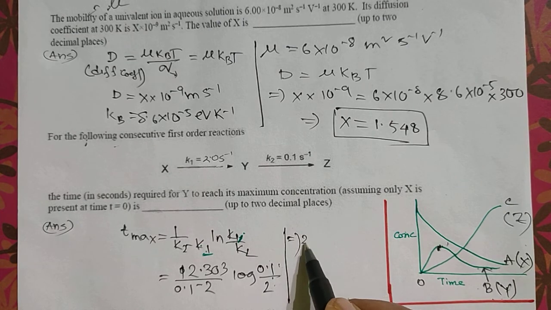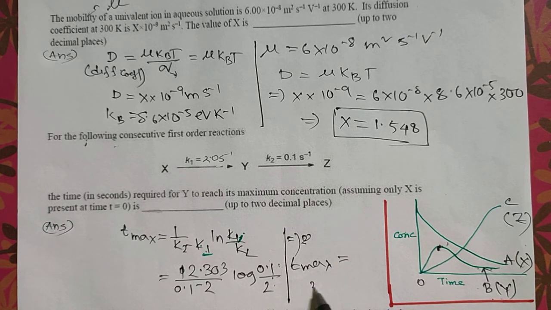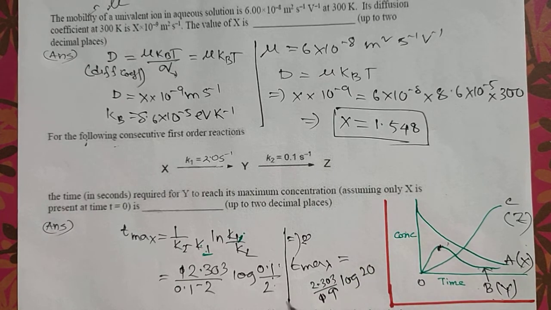So that means T max is equal to 2.303 by 1.9 into log of 2 by 0.1. So 2 by 0.1 means 20. As this negative sign will come, and here also if I exchange this, it will go above, it will go below, so this negative sign will be removed. So this will be the final equation actually.